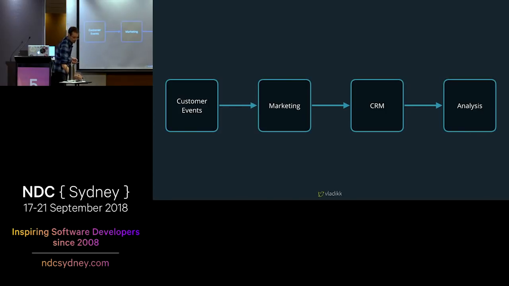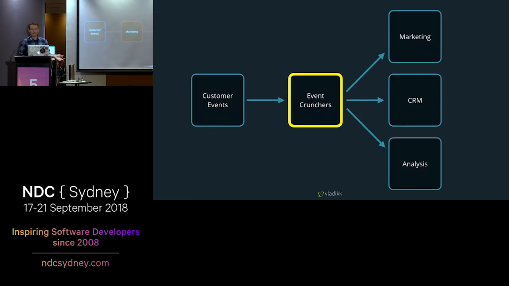After the CRM was rolled out, we noticed there was an implicit domain spread across marketing and CRM. Whenever the process of handling incoming customer events was modified, we had to introduce changes both in marketing and CRM. And since conceptually this process didn't belong to any of them, we decided to extract this logic into its own dedicated bounded context. We called it event crunchers.